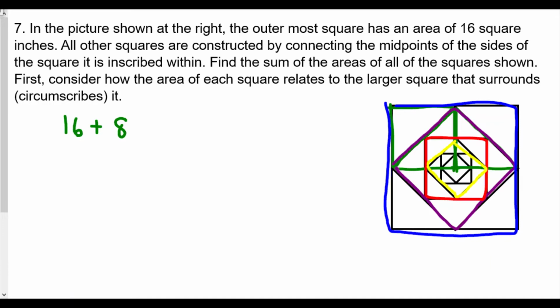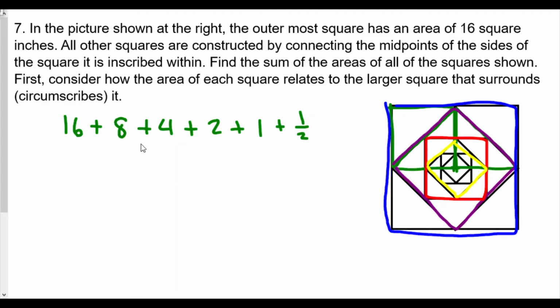Then the next one is 1/2 of the original, and so we're constantly getting 1/2 of 1/2 of 1/2. How many squares are there? It looks like 1, 2, 3, 4, 5, 6 squares altogether. So we would just do half of each one. We could do, in this case, 16, 8, +4, +2, +1, and then +1/2. So again, if the area of the largest square is 16, then the area of the smallest square, the sixth square inscribed, 1, 2, 3, 4, 5, 6, would be 1/2.